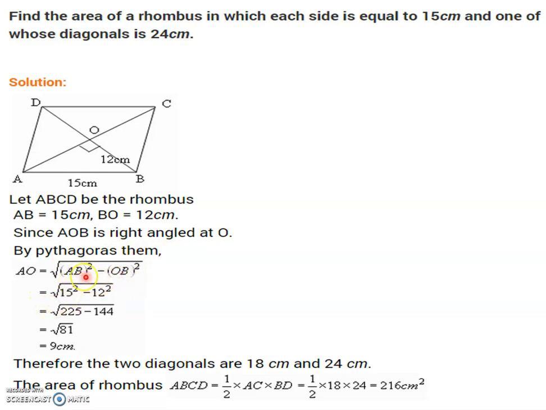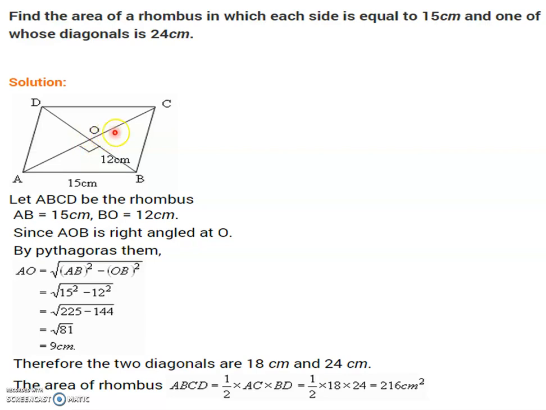So AO is the square root of AB square, which is 15 centimeter square, minus OB, which is the half part of the diagonal. So obviously OB square. AB square is 15 square minus 12 square. 225 is 15 square, 144 is 12 square. It is root 81, 9 centimeter. Therefore, the 2 diagonals are 18 centimeter and 24 centimeter.